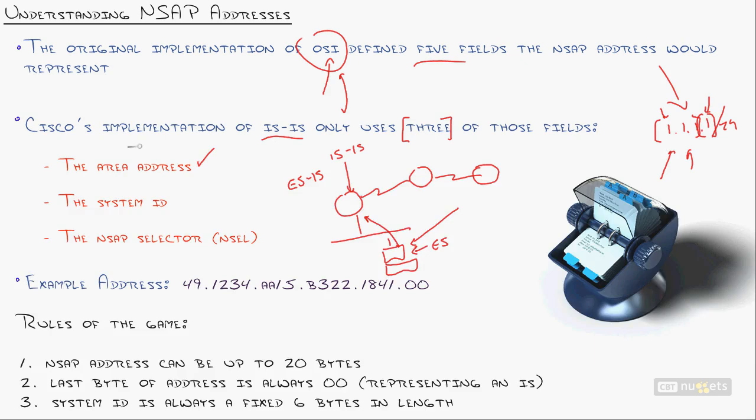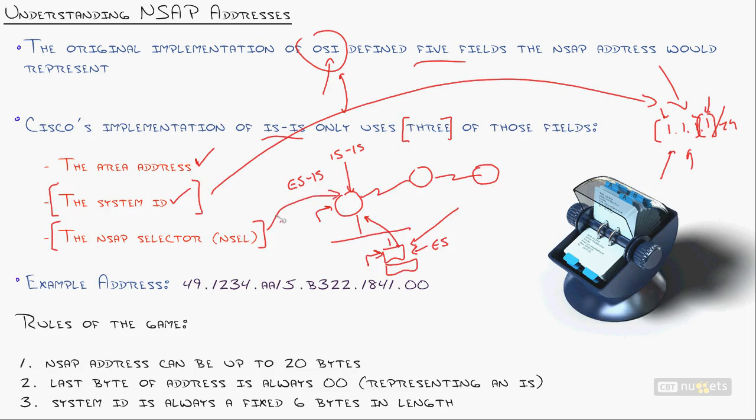Just by looking at the address in the OSI model, or OSI protocol, I keep saying that, we would be able to tell what area a system was in, and that would have gone for the ESs as well as the ISs. What system it is, this is as close to the IP address concept as we had before. And then the NSAP selector, meaning what kind of device are you? Now, in our world, this is always 00, which means I'm a router. I'm an IS. But you would have had other things if we had ESs and everything else.